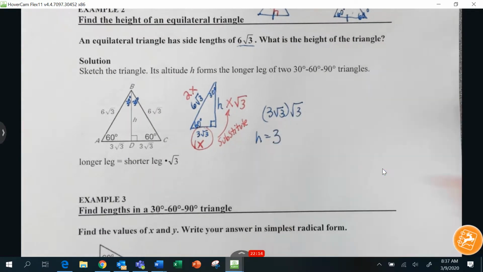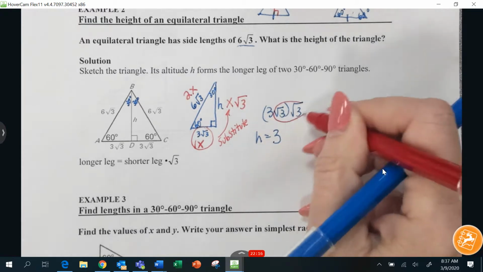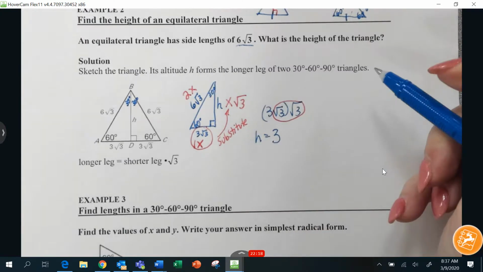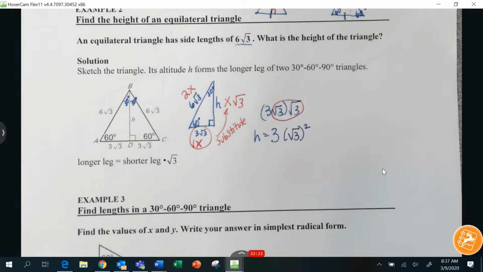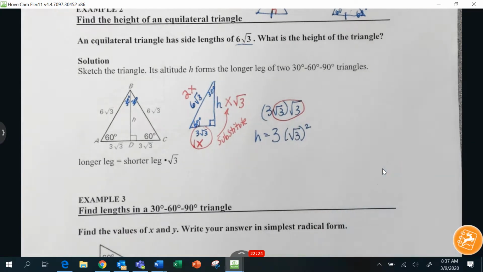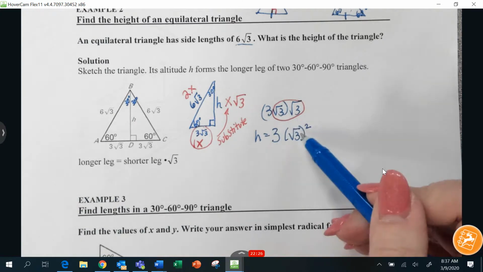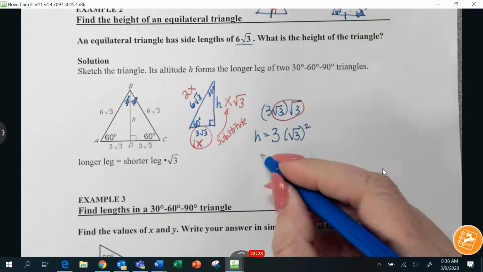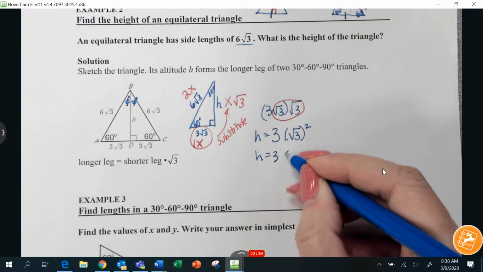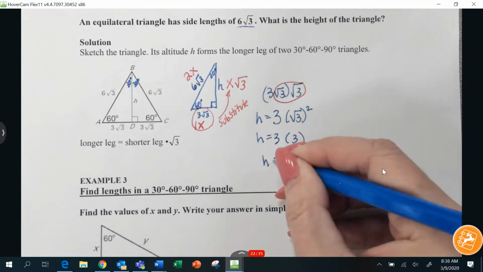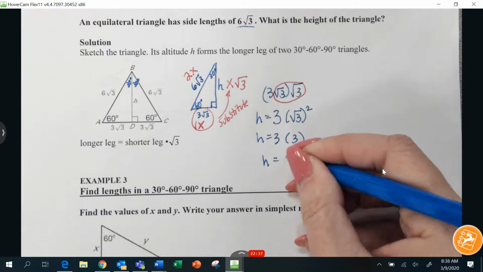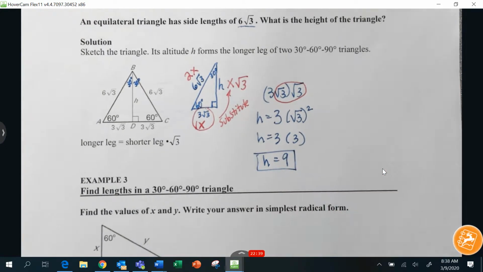So I'm going to have 3, and then what do I do to multiply square root of 3 times square root of 3? I will have square root of 3 squared, because there's 2 of them. And because I have square root 3 squared, that becomes 3. So our height is 9.